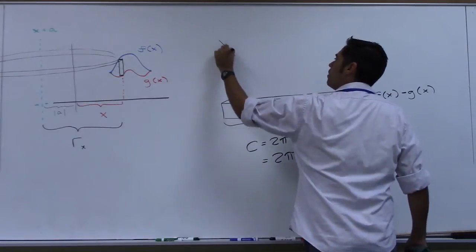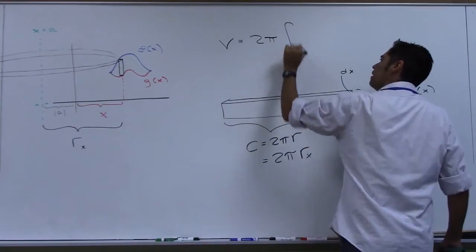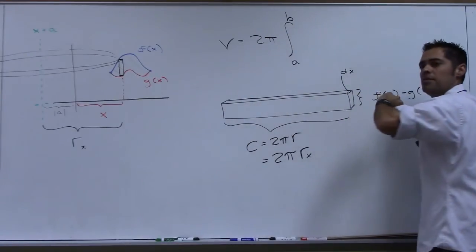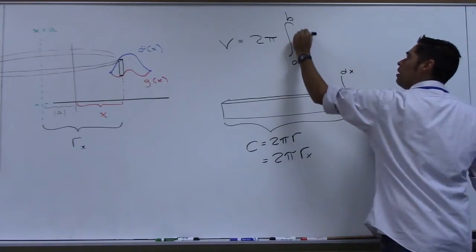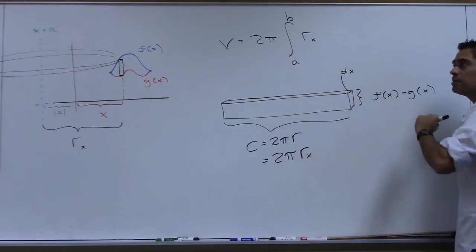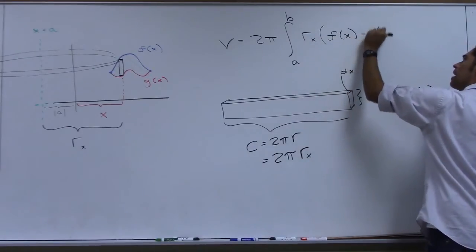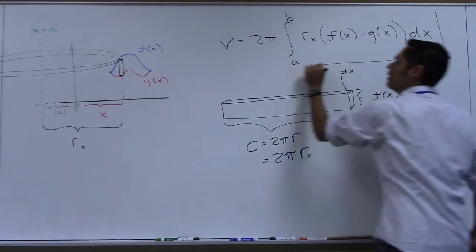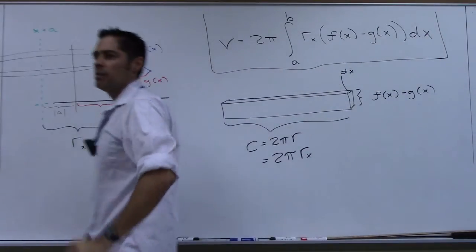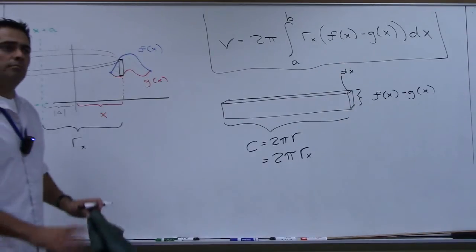So the volume of that solid of revolution would be 2 pi, that will always come out, integral from a to b. And then instead of me writing x f of x like we did last class, I'm going to put r sub x, that's the radius, and then f of x minus g of x dx. And that's the big daddy formula for cylindrical shells. Any questions on where any of that comes from?